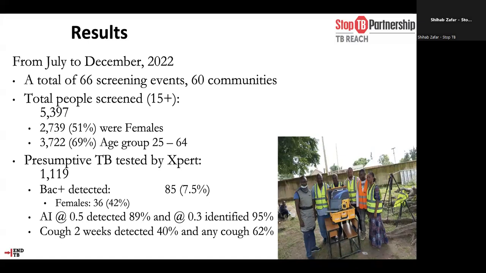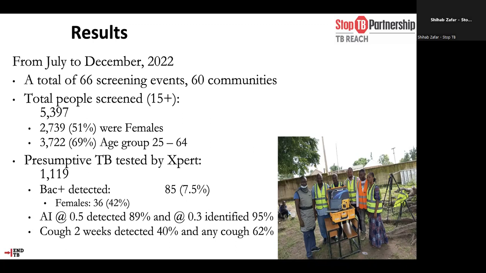So what is interesting to note here is that if we take the cutoff point from 0.5 of the mean X-ray, you see that we can detect 89% of these bacteriologically positive cases. But if you go down to 0.3, we consider the cutoff point from 0.3, we're able to detect 95% of the bacteriologically positive TB cases.